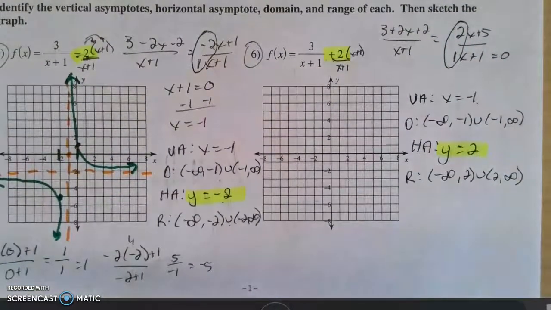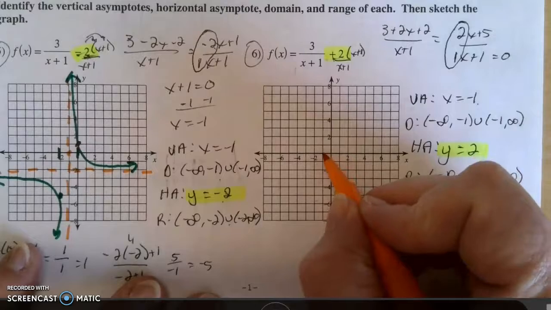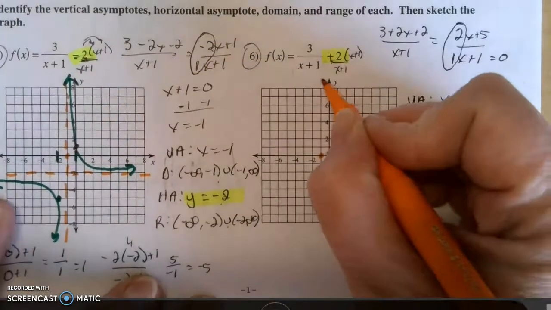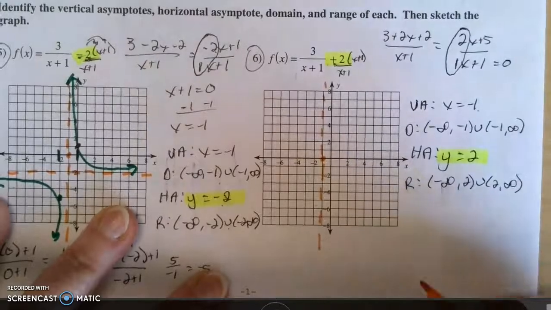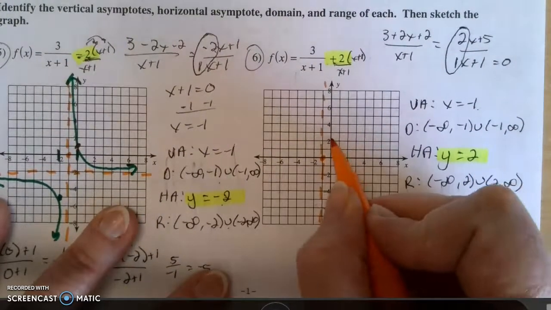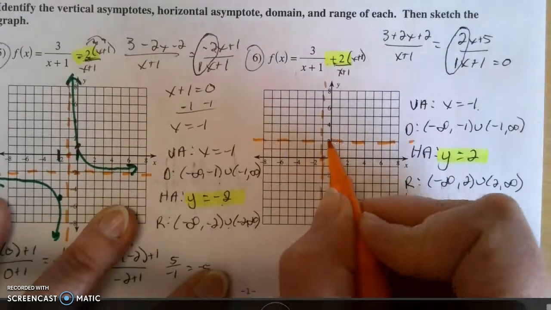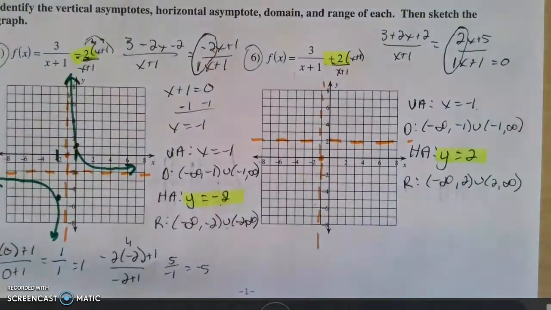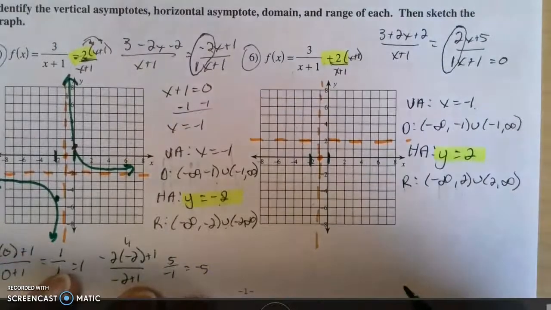Now I'm going to plot it. So on my x-axis, I'm going to go to -1 and drop my asymptote. On my y-axis, I'm going to go to 2. And draw my asymptote. So it's kind of like I'm shifting my axes a little bit, huh? Okay, I'm going to go both sides of my asymptote.